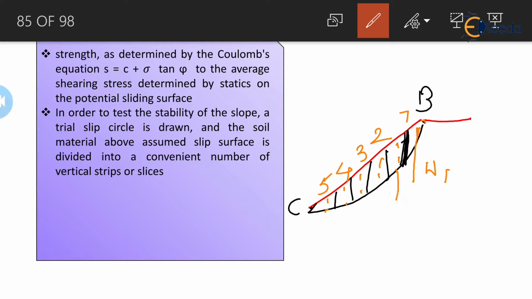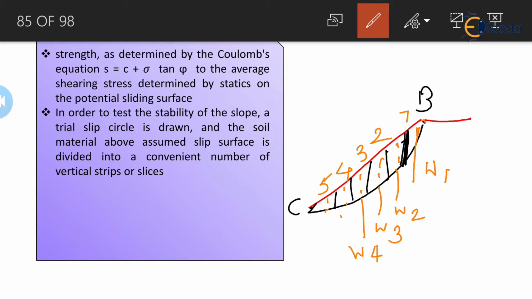The second is W2. This is your W3. This is your W4. And likewise W5, W6. So if you are having 7 slices, then definitely you will get the number of slice weights equal to 8. Fine. Basically, what you are doing is assuming that the weight of the slice will act at its center only.